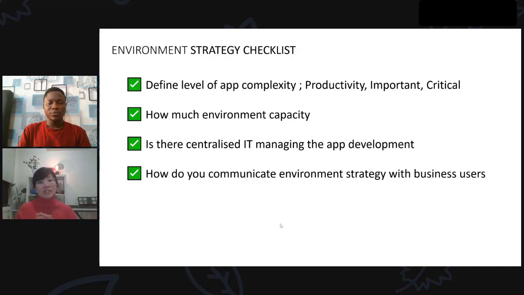When we talk about governance, it's a whole process. It's between you and the IT team sitting down and putting all this together. You have to start it right so that moving down the road is easy, because if you don't get your environments right, then you have to start doing migration and copy and all the overheads will come in. So the first thing in the checklist is define level of app complexity.